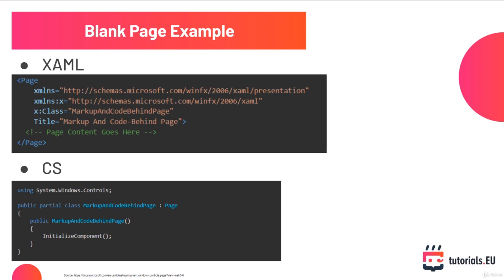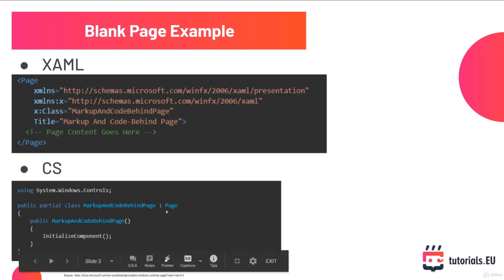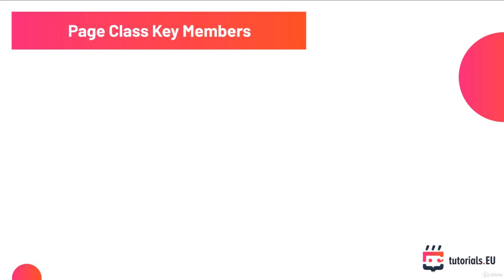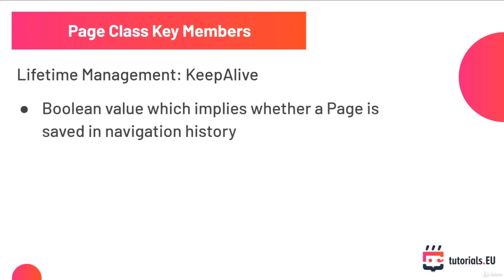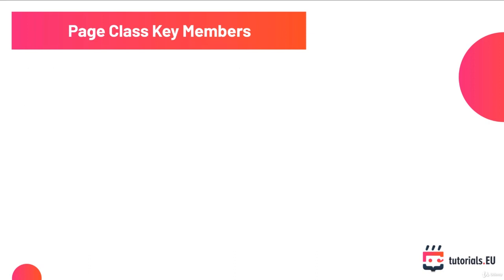So a blank page looks like this. You can see it has a couple of namespaces and it has a title. And then in the code behind it basically just is of type Page. So whatever name you give it, in the end, it will be inheriting from Page. The Page class key members are, for example, lifetime management. If you set KeepAlive, this Boolean value will imply whether a page is saved in the navigation history or not. So KeepAlive will basically mean that you can navigate back to this page if you press the back button in your navigation bar, for example.